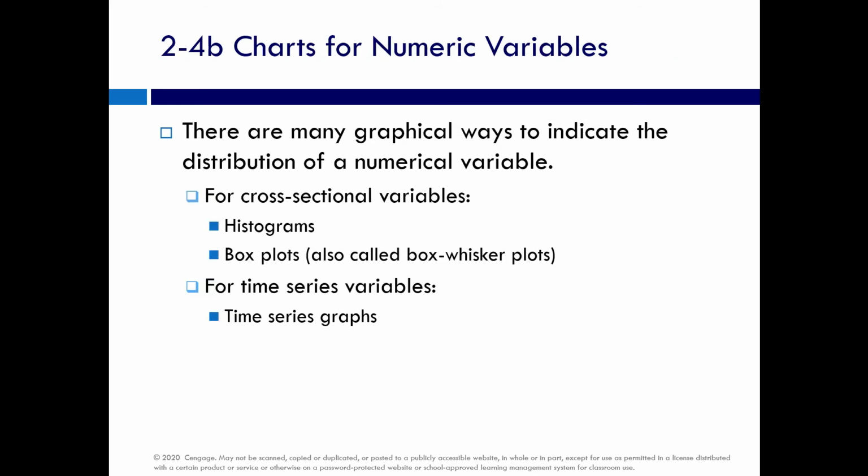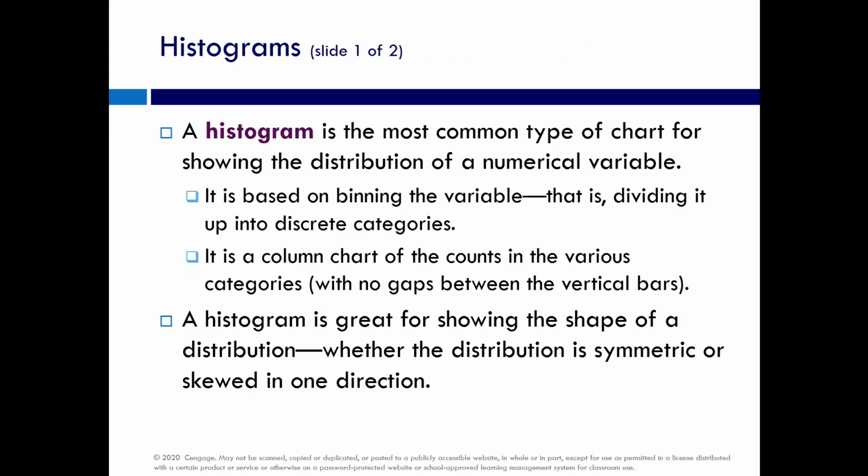Charts and numeric values. There are many graphical ways to indicate the distribution of numeric values: for cross-sectional data, histograms and box plots, also known as box and whisker, and for time series, time series graphs. A histogram is the most common type of chart showing distribution for numeric values. It's based on binning the variable, that is, dividing it up into discrete categories. It is a column chart with the count in the various categories, with no gaps between the vertical bars.